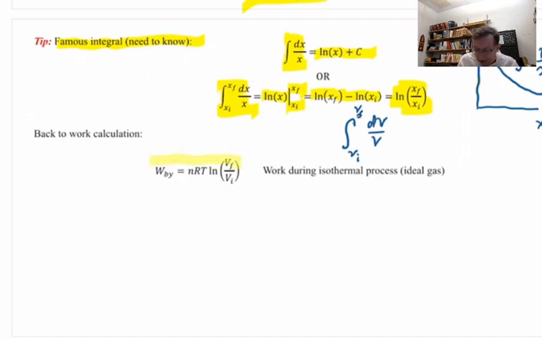Back to the work calculation. For the work done during an isothermal process, it also works for a contraction, W by is nRT, natural log of final volume divided by initial volume. Note the order, V final on top, V initial on bottom. You cannot switch that. And that's a handy little formula that we will use. We'll just go straight to it if we need to calculate the work done by an ideal gas in an isothermal process. Please be careful. It's got to be an isothermal process. Otherwise, if it's not, stay away from this.